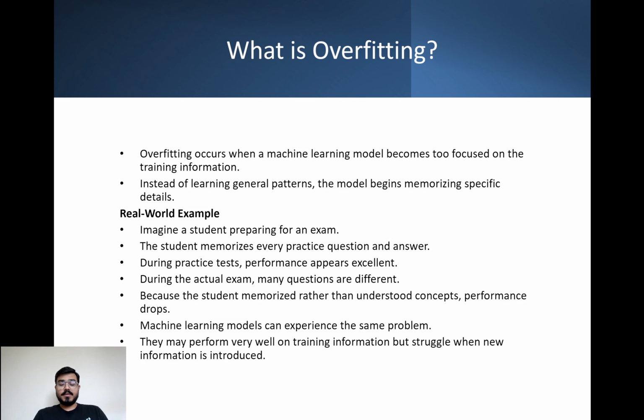Machine learning models can experience the same problem. During training, the model may appear highly accurate because it may remember many details from the training information. But when new information arrives, performance may suddenly decrease. This happens because the model memorizes information instead of learning patterns that apply to new situations. Organizations try to avoid overfitting because the goal of machine learning is not to memorize the past. The goal is to make reliable predictions about the future.